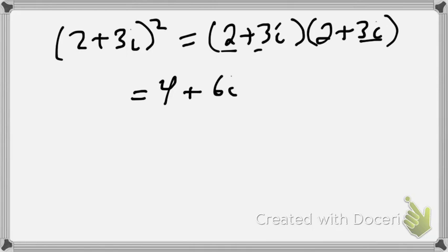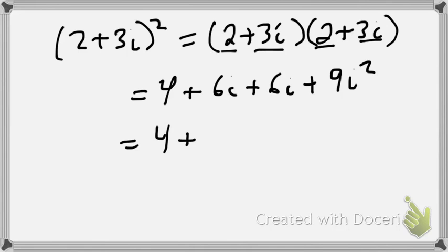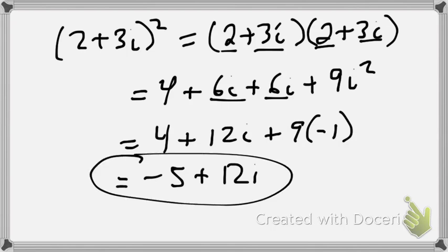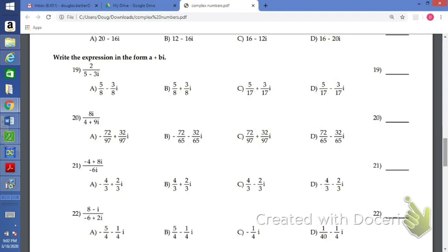The inners, 3i times 2, that's going to give us 6i. And then 3i times 3i, that's going to give us a positive 9i squared. Alright, so we have 4 plus, we can combine those, 6i and 6i give us 12i. And then we're going to have a positive 9 times i squared, which is negative 1. So 9 times negative 1 is negative 9 plus 4. That's going to give us a negative 5 plus 12i as our answer. Okay, next set of problems.